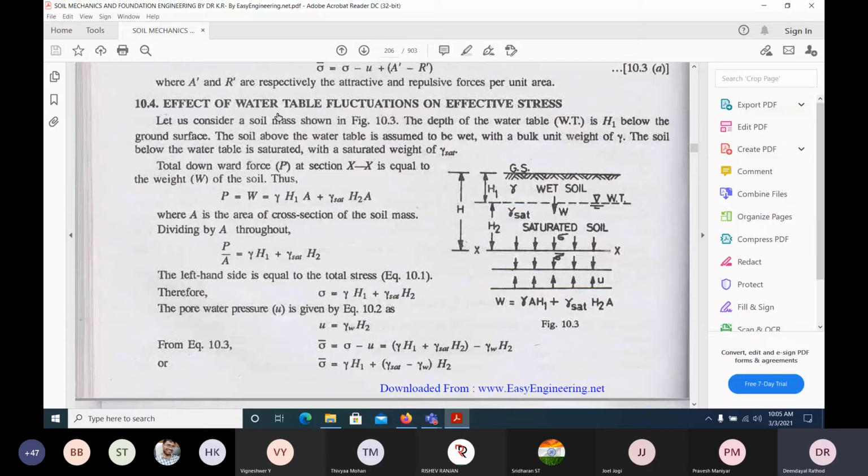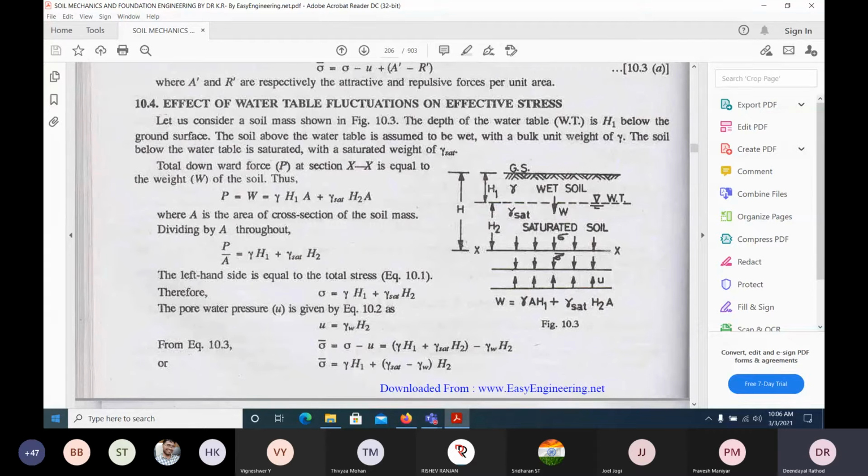Now, a practical example: the effect of water table fluctuation on the effective stress, what exactly happens if the water table increases or decreases. So we'll try to work it out here itself. We'll take one ground, and we'll calculate without water table and with water table, then we'll find out how the effective stress changes. It is a very simple topic, so that's why in the beginning I am taking a lot of time to explain. The whole thing depends on this only. Once you calculate the total stress and deduct the pore water pressure, you get the effective stress, sigma bar: total stress minus pore pressure.